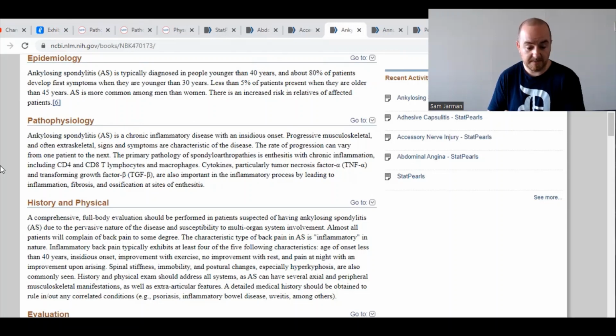Primary pathology of spondyloarthropathies is an enthesitis with chronic inflammation. Cytokines, particularly tumor necrosis factor alpha and transforming growth factor beta, are also important in the inflammatory process, leading to inflammation, fibrosis, and ossification at sites of enthesitis.